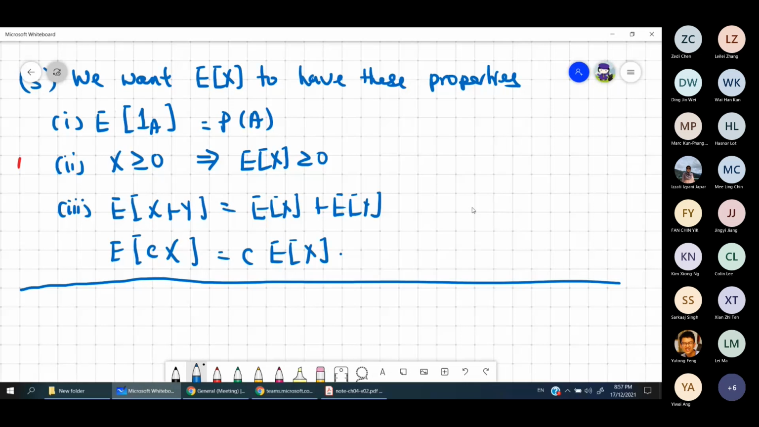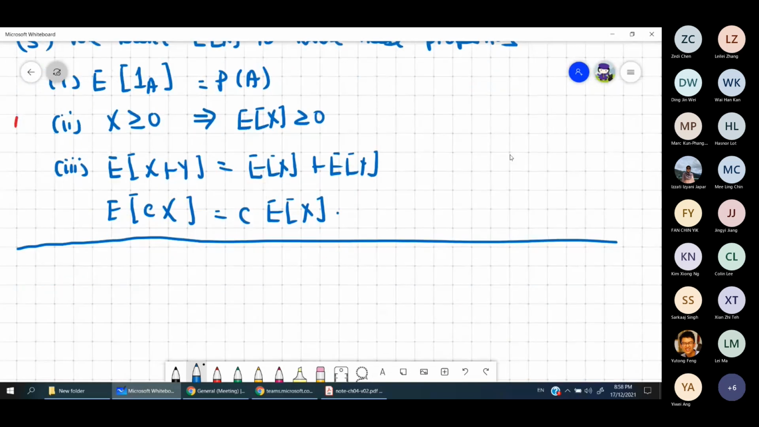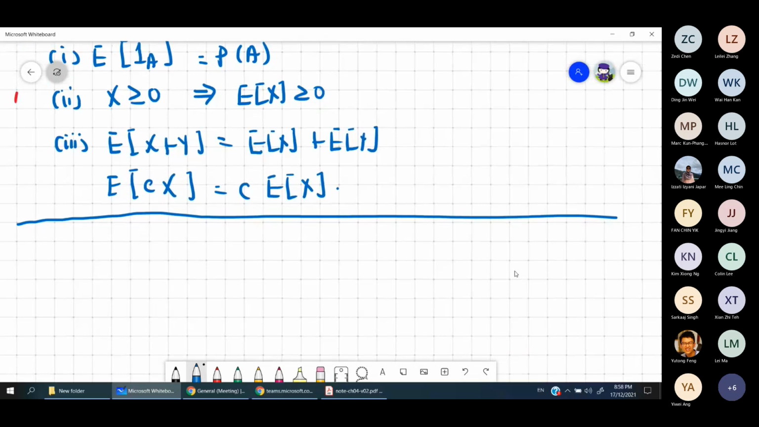So that's why you can see the difference between the content in this course and what you have learned in your undergraduate course. So how do we define this E[X]?